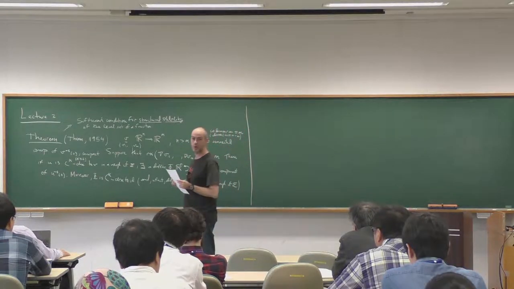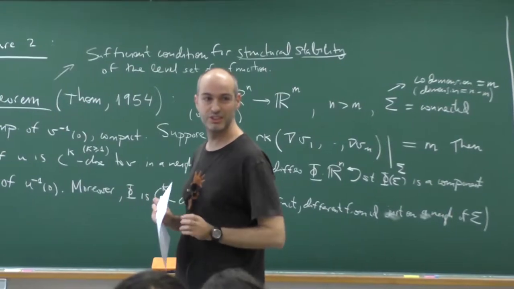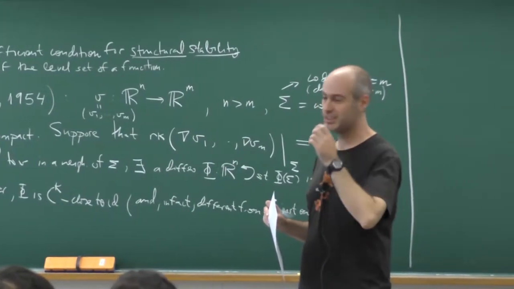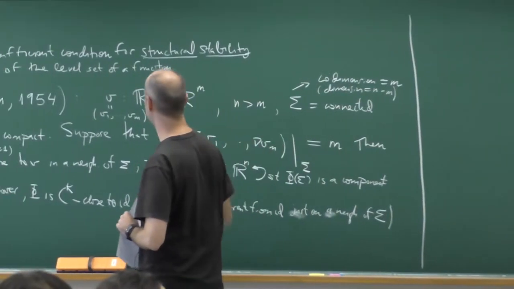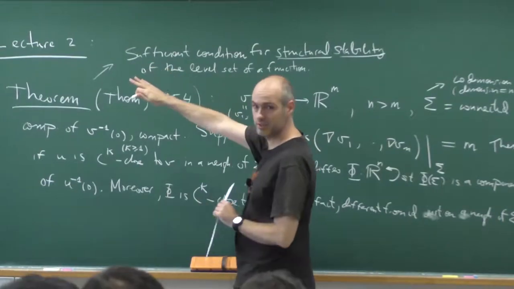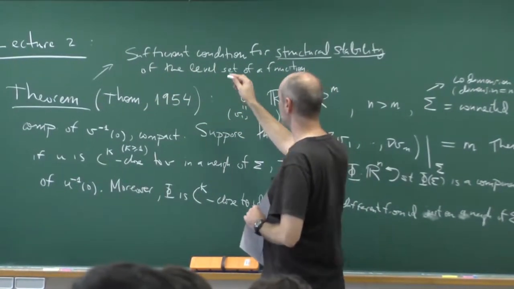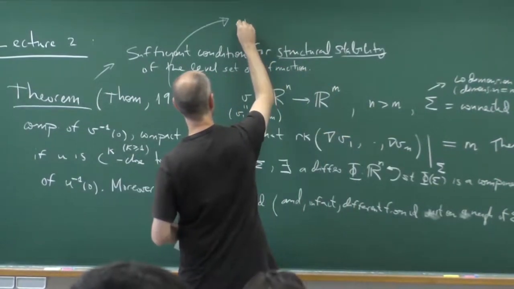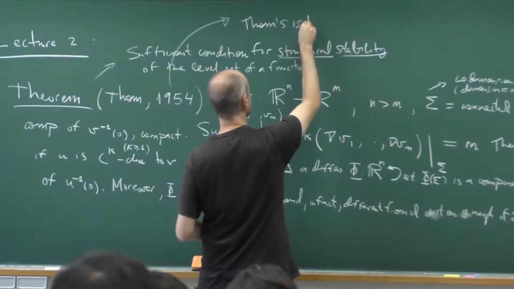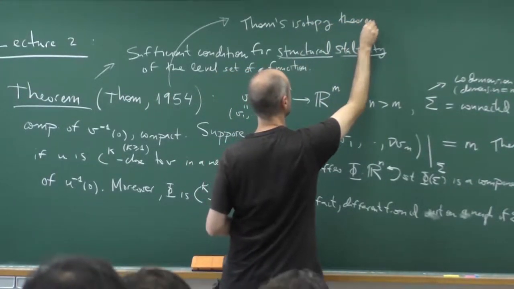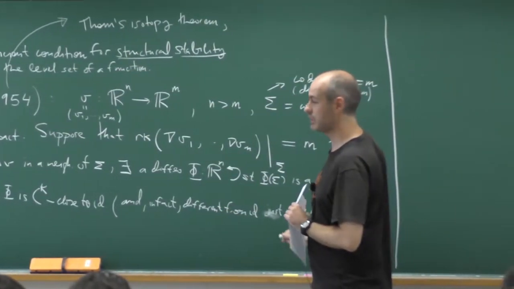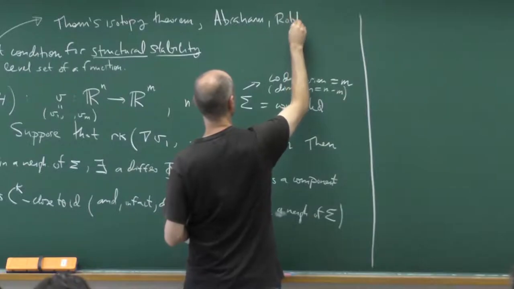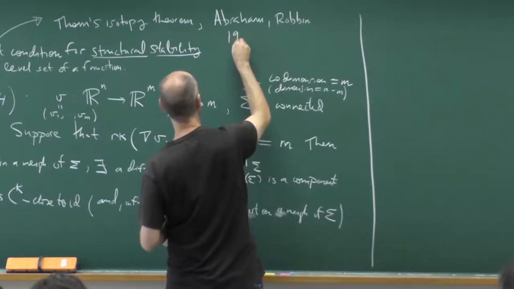If you look at the original paper, probably it will be hard to find the statement. It's not so easy because it's a very, very long paper and it's complicated to read. But there are many places where it has been revisited, and there are nowadays many proofs of this. And a nice book where you can also find Thom's theorem, which is called in the literature Thom's isotopy theorem, is a book by Abraham and Robbin, which was published in the 60s.